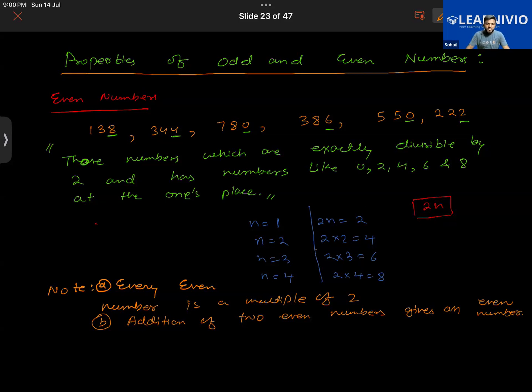The addition of two even numbers gives an even number. Okay. So just like we have seen that addition of two even numbers is going to give us an even number. First of all, write down all this. Then we'll be learning about some more interesting things.